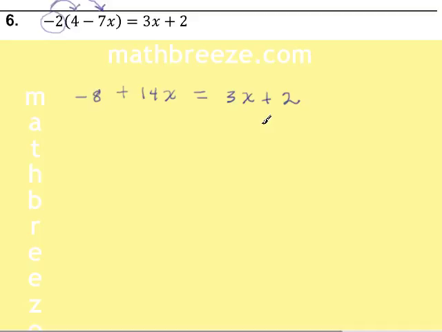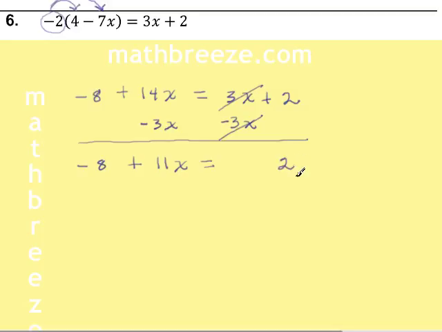And now we're gathering together the x terms, so let's subtract 3x from both sides. Let's bring down the negative 8. 14x minus 3x is 11x. Here we have some canceling, and let's bring down the plus 2.